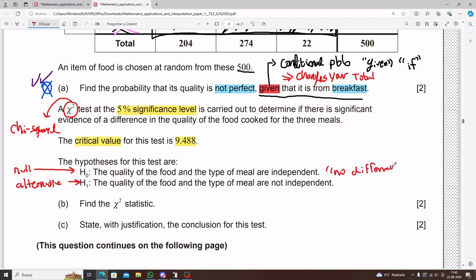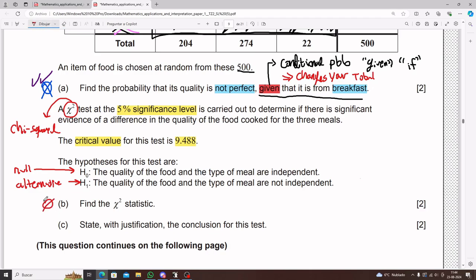So because they're independent, there's no difference. But if they're not independent, then there is a difference. Okay? And how do you express that? Well, H1 has to have the word "not." H0 doesn't. So those are the two main tips I can give you for creating hypotheses, because I know that happens sometimes. Now let's get into the action.